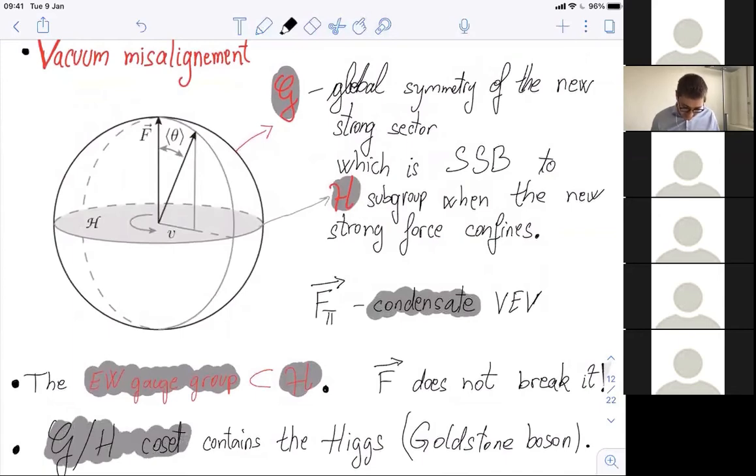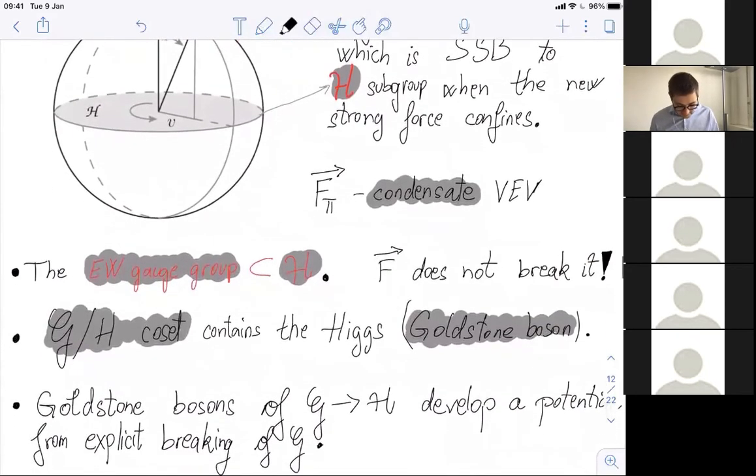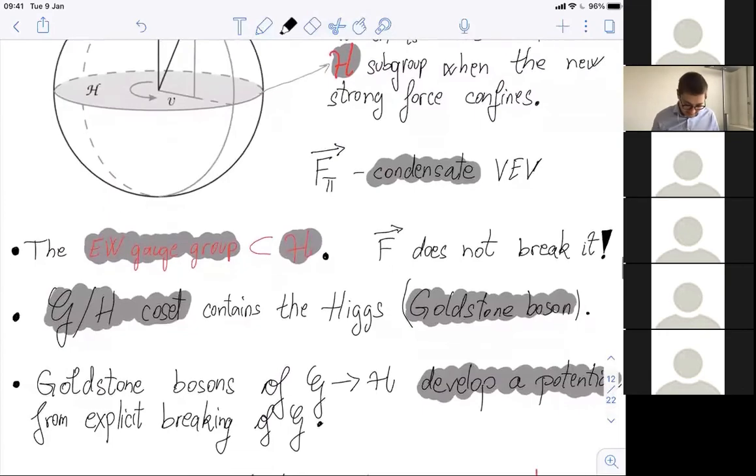We have these Goldstone bosons. There is the G over H coset, meaning the broken generators. For each broken generator, there is a Goldstone boson. And the Higgs will be one of those Goldstone bosons. Since we have explicit breaking of G due to Yukawa interactions or gauge interactions, the Goldstone boson will not be a Goldstone boson, but a pseudo Goldstone boson. It will develop a potential. The potential might have a form such that the Higgs field gets a vacuum expectation value. Then that will be the electroweak symmetry breaking.